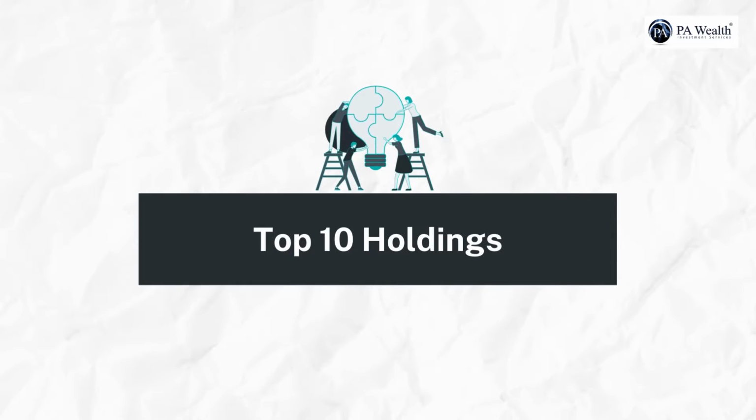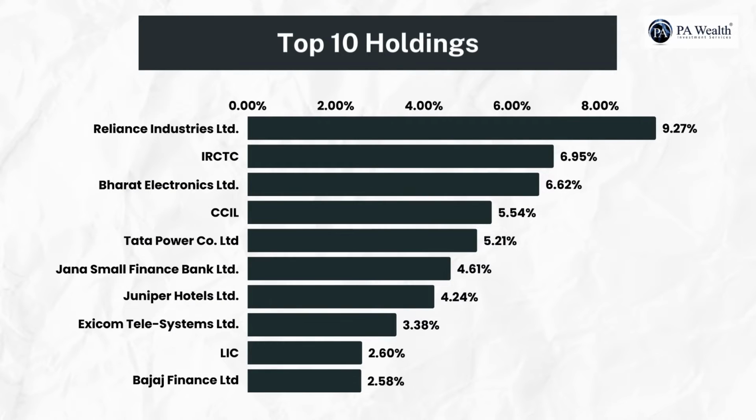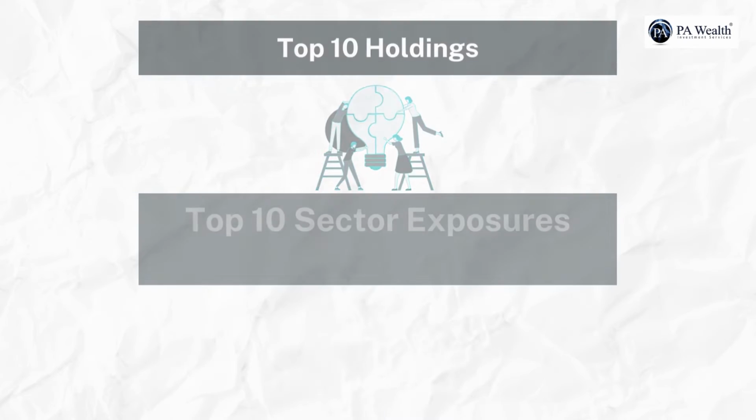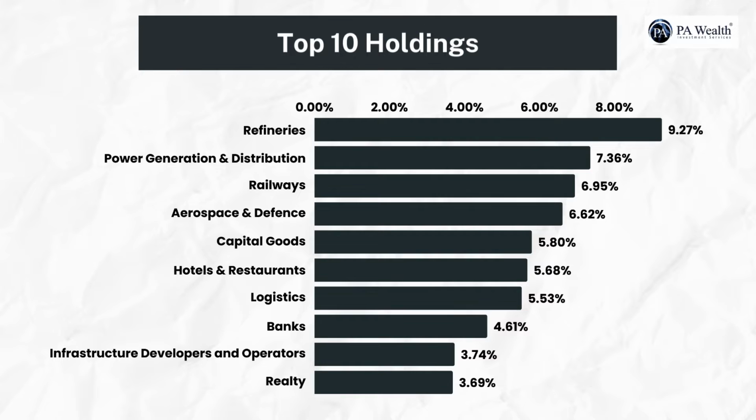Second, the top 10 holdings of the fund. Here are the top 10 holdings of the Quant Momentum Fund, in which Reliance Industries Limited, Indian Railway Catering and Tourism Corporation Limited and Bharat Electronics Limited are the top 3 holdings of its portfolio. Third, the top 10 sector exposures. The fund is exposed to various sectors. Here's a breakdown of its top 10 sector exposures, in which refineries, power generation and distribution and railways are the top 3 sectors. The fund also has exposures in several other sectors as well.